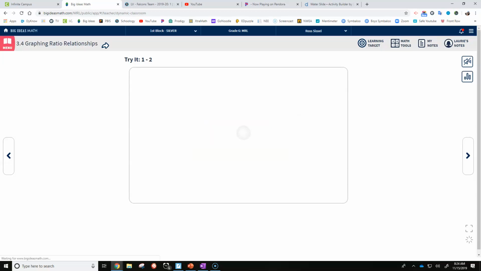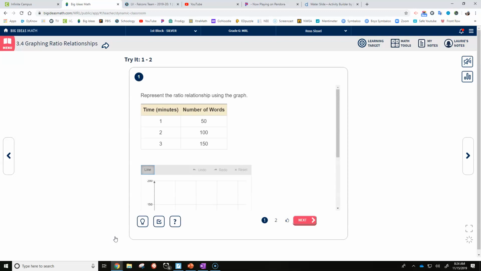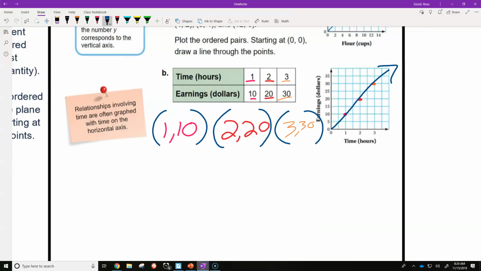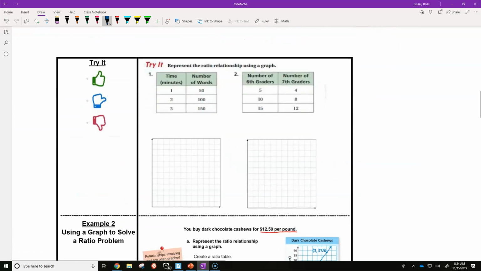And what you need to do is hit start. There's 2 questions and then a thumbs up. This is exactly what's on your notes, okay? You may use your notes to help you right here because here's the try it.